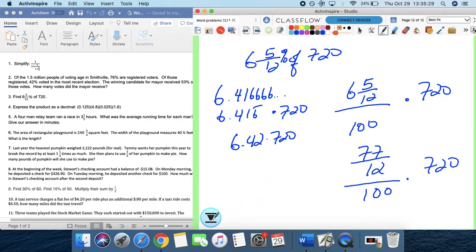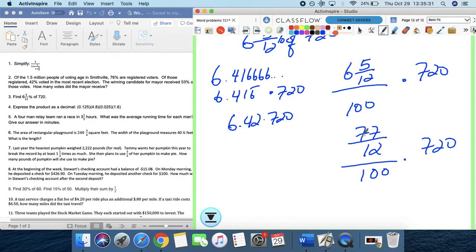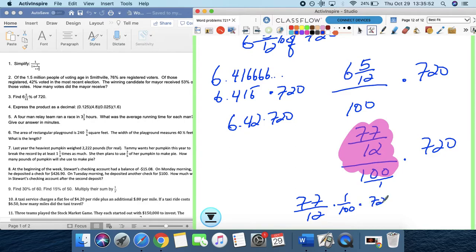So let's continue. The first thing I'm going to do is take care of this. Let's see if I can make my life a little bit easier. Let me write that horizontally. I get 77 over 12. And 100, remember, it's 100 over 1, so I can write 1 over 100. And then finally, I can do that times 720 over 1. So I just rewrote the whole thing this way. Can we simplify anything?